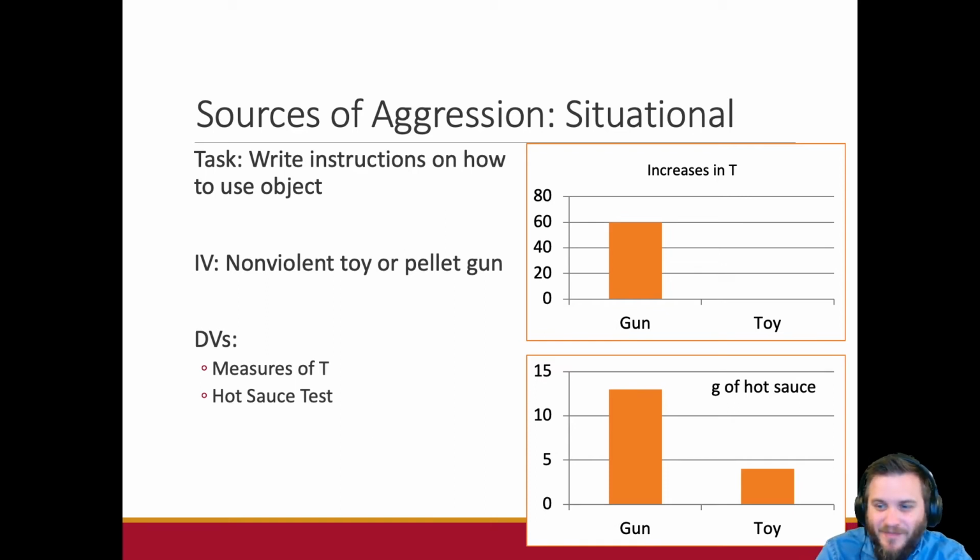Grams of hot sauce, though, is really interesting. People who had to handle the gun and write instructions for how to use the gun ingested more hot sauce than those who utilized the toy. And so the gun increased aggressive behaviors, doing more harm to my mouth with hot sauce, and this was increasing my T. So this is called the weapons effect. The mere presence of weapons, the description of weapons, and the visual representation of weapons increases probability of aggressive behaviors.